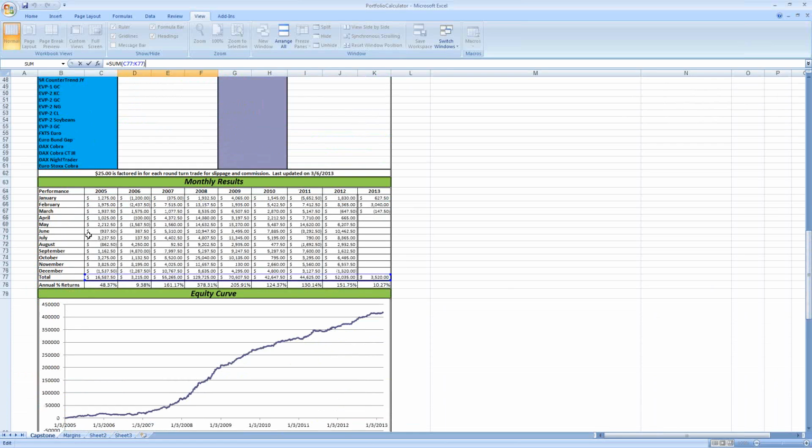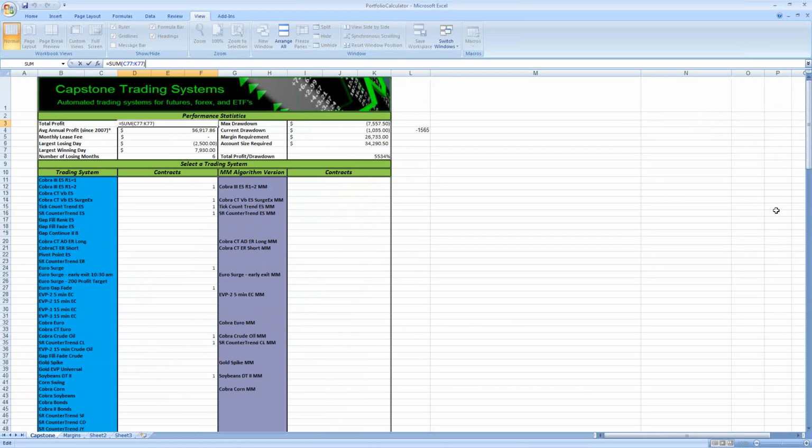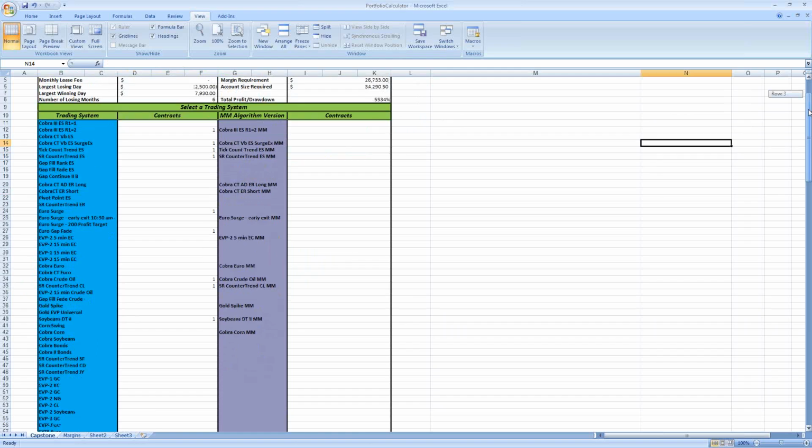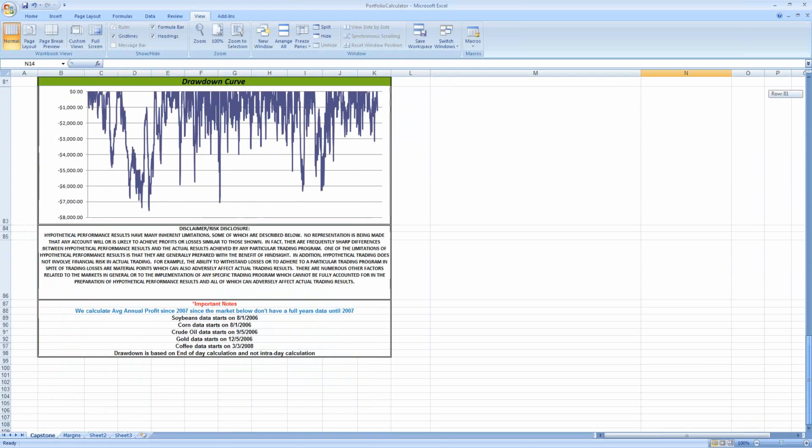We have the data in here since the beginning of 2005, but we only look at the average annual profit since 2007. Why just 2007? It's higher if we do it since 2007. But the reason we do that is because not all of these markets had full years of day trade.